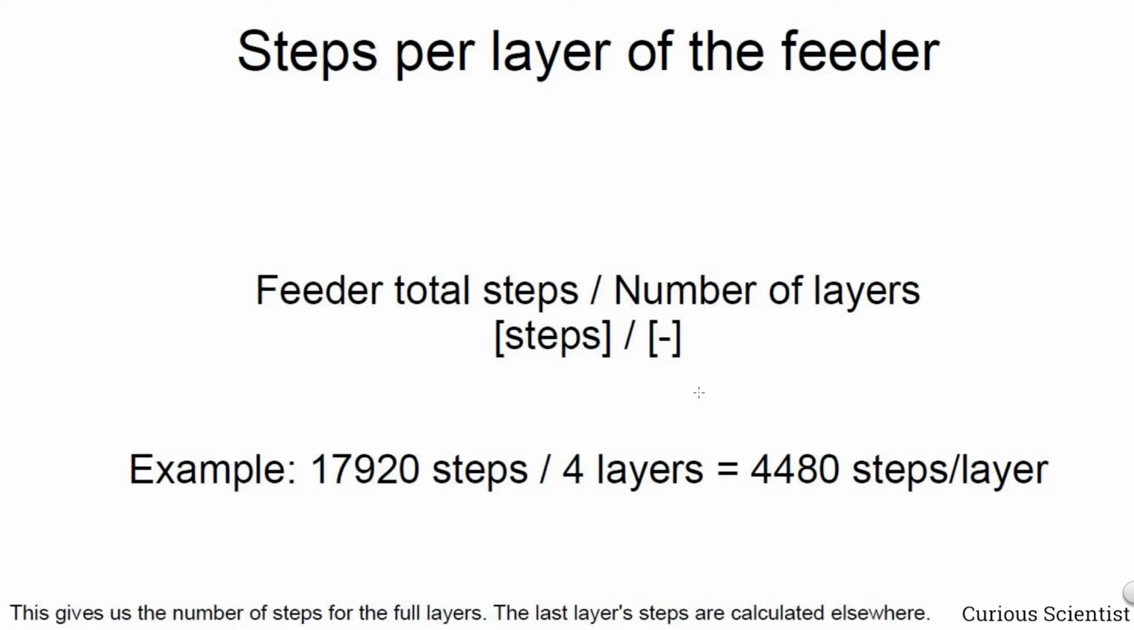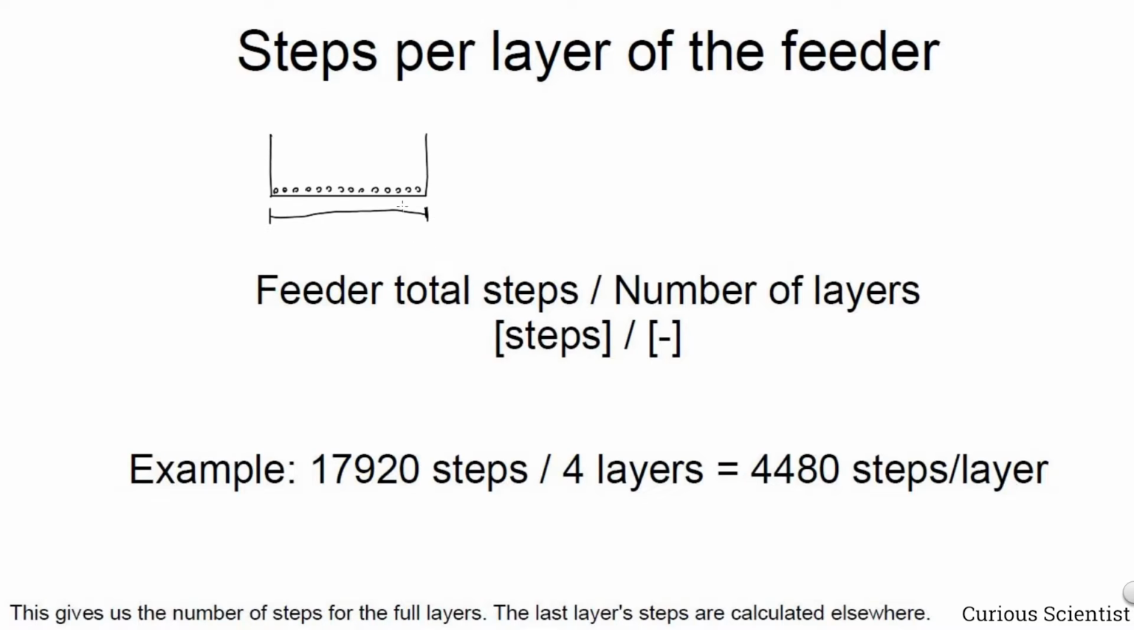Then we have the steps per layer for the feeder. So we use the feeder total steps, which we just obtained in the previous slide, and we divide it by the number of layers. So as you can see, this 17,920 is divided by 4, so we have 4,480 steps. So this gives us the number of steps for a full layer. So if we have the bobbin here once again, and for example we have the full layer full of wires, then the stepper motor will have to do 4,480 steps in order to complete the movement starting from here and going to here.